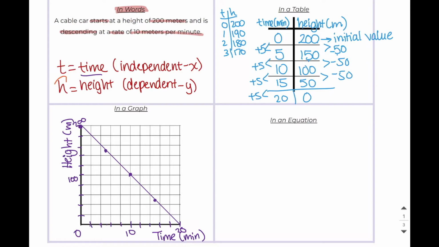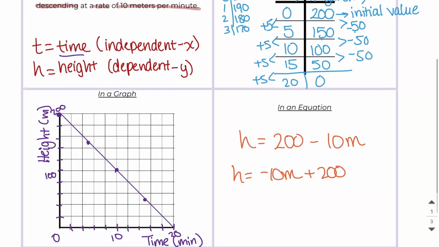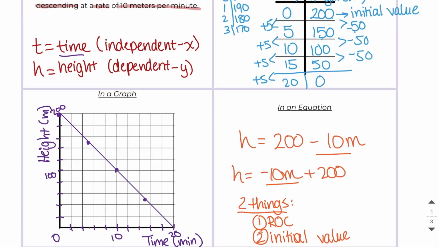And in our equation, we have h as our height right here. We know that our height is equal to, it starts at 200. It tells us it starts at 200, and it goes down by 10 meters for every minute. Or we could say it's going down by 10 meters for every minute, but it starts at 200. And just a quick note, whenever we're trying to find our equation, we need two things. We need our rate of change, which is this -10 that we have here, and we need our initial value, which is this 200 that we have here.